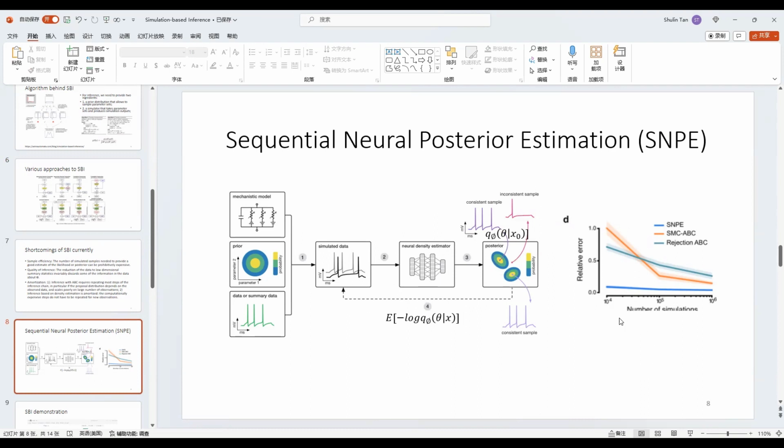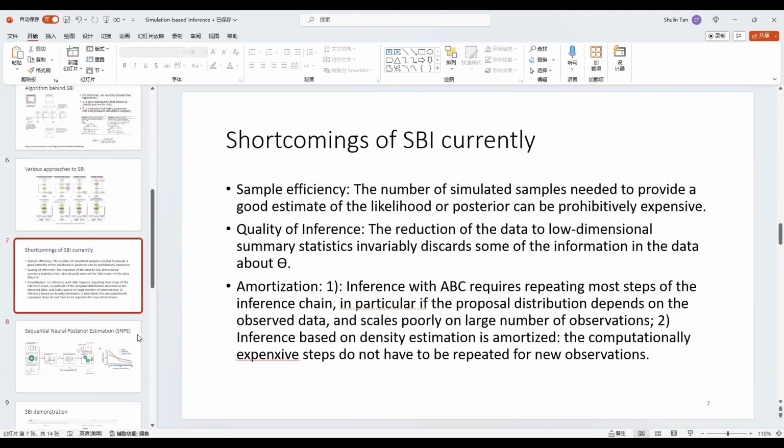So I will say that yes, this one does give a better estimation of your parameters, and it is also less time costly compared to ABC, the Monte Carlo kind of method where you try to accept or reject your observation. And I will say that there are still lots of shortcomings that SBI faces recently.